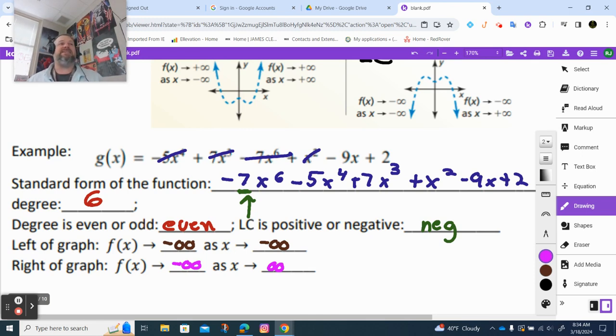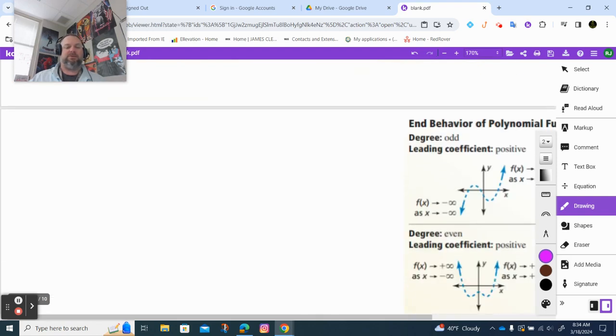So that was the example. Are we supposed to know everything from the example? No. That was an awesome answer. Good job, kiddos.